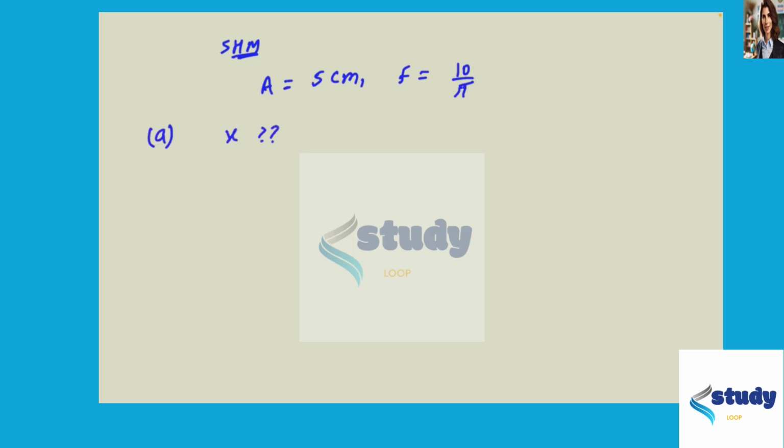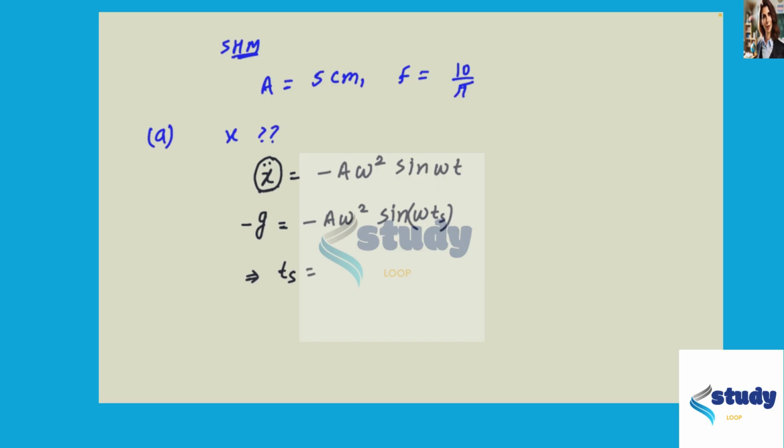So we know that the equation for the acceleration, x double dot, is equal to minus A omega square sine omega t. So this is the acceleration. The mass will leave the platform when this x double dot is equal to the gravitational acceleration g in the downward direction. So minus g equals minus A omega square sine omega t separation. So this is the time for the separation. From here the separation time is equal to 1 by omega arc sine of g divided by A omega square.